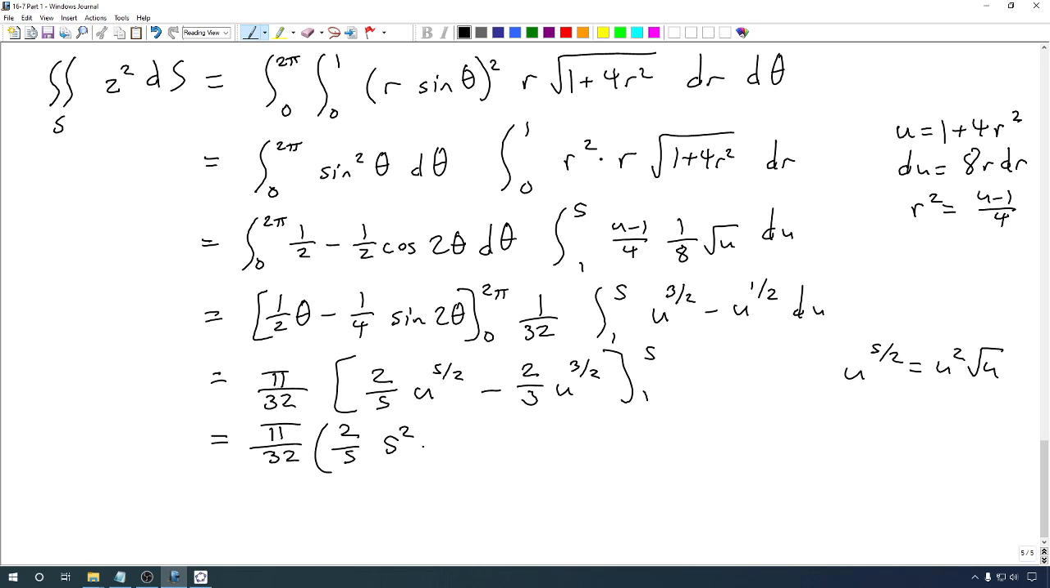So I'm going to have 5 squared. Actually, I'll even just write that as 25 square root of 5. When we plug 5 into here, because u to the 3 halves is u times square root of u, we have 2/3, 5 times the square root of 5. And then we get to do the same thing for 1, except now the actual powers are going to be easier. They're both 1 in this case. But we're going to be subtracting a 2/5, and because we're subtracting already, we're going to be adding a 2/3.